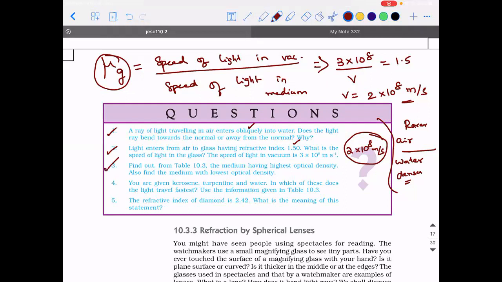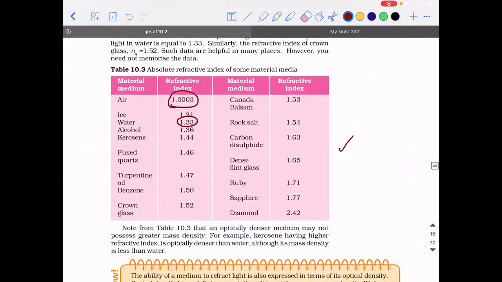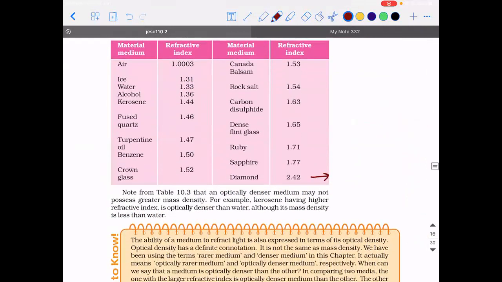Next, third one. Find out from table 10.3 the medium having the highest optical density and the medium with the lowest optical density. It's a very simple question. Which one is highly denser in terms of optics? Diamond has the highest and air has the least.